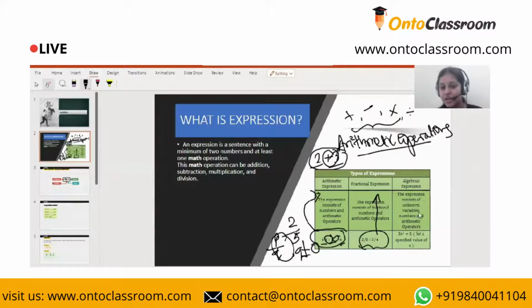And let's have a look at what an algebraic expression is. An algebraic expression consists of unknown variables, numbers, and arithmetic operators, where we don't know the value of the variable. Here we have 3x square plus 5, in which x is our unknown variable, and there is a number and an arithmetic operator, addition. This kind of expression is called an algebraic expression.